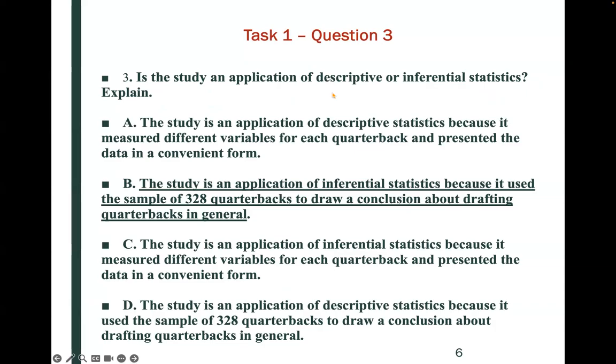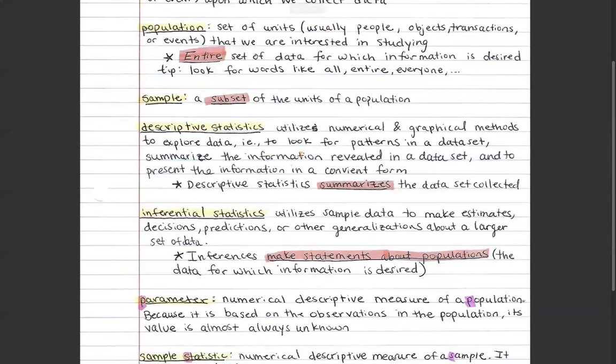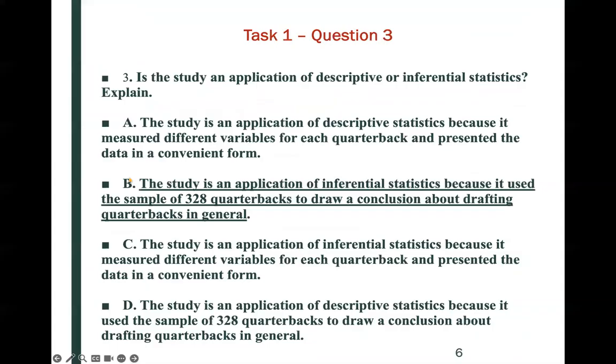Explain. So just to refresh our memory, let's look at the definitions for descriptive and inferential statistics again. Descriptive statistics summarize the data set collected. In inferential statistics, we have to keep in mind that inferences make statements about populations. Okay, so again, we're tasked with deciding if the study is an application of descriptive or inferential statistics.